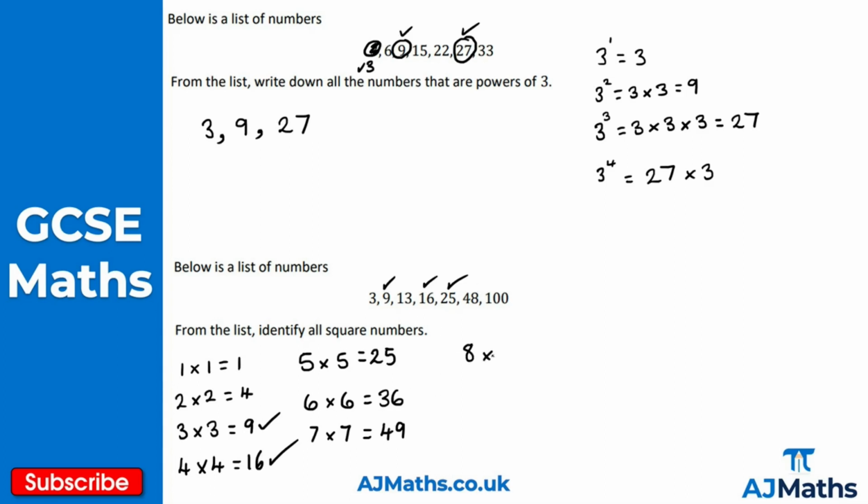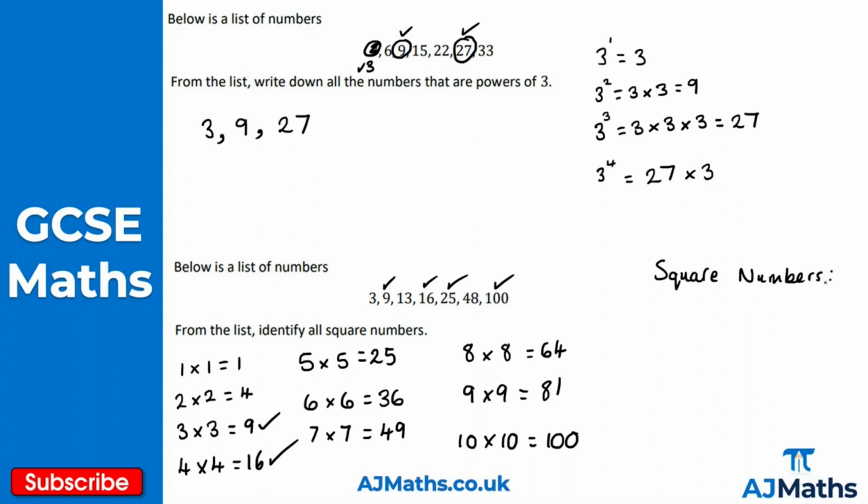Let's keep going. 8 times 8, that's 64. 9 times 9 is 81. And finally, 10 times 10 here is 100. And we do have 100 here, so we take that as well. So now let's identify all the square numbers here. So square numbers, let's just highlight those. We just make note here. We've got 9, 16, 25, and 100 there. Okay, and there we have it.